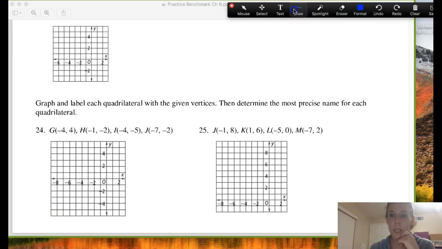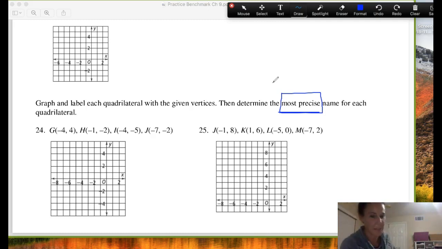Okay, these are tricky. I want you to give me the most precise name. So if you tell me it's a rhombus or a parallelogram and it's actually a square, you're not going to get this correct. The most precise name for something having all 4 right angles and all congruent sides would be a square. True, a square is a rhombus and a parallelogram, but that wouldn't be the most precise name. So please pay attention to most precise.